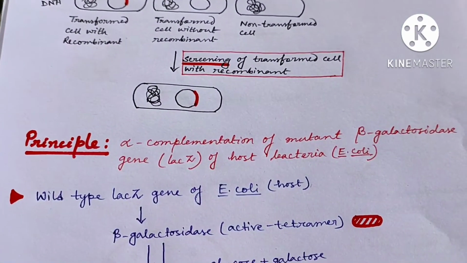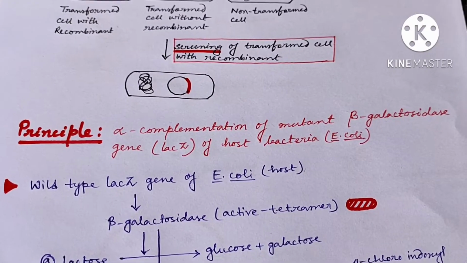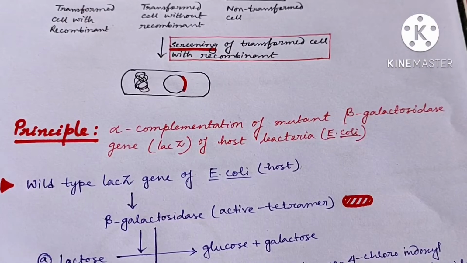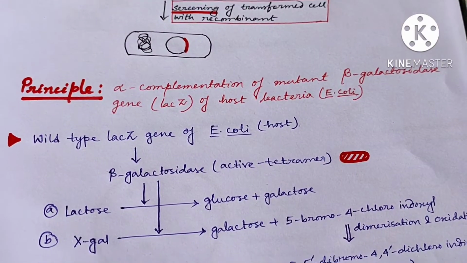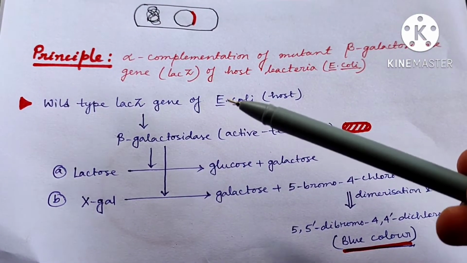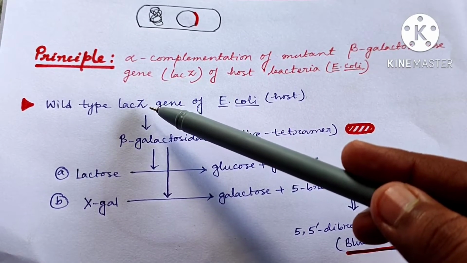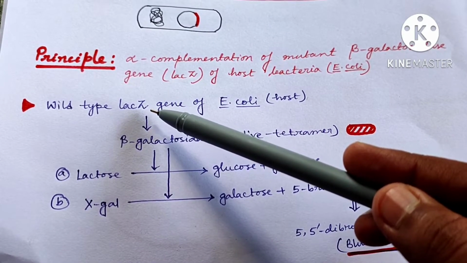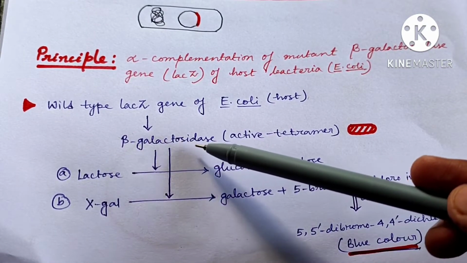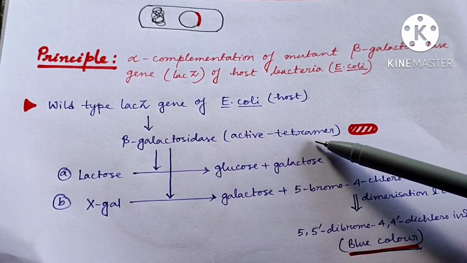The principle is alpha complementation of the mutant beta-galactosidase gene, that is LacZ, of the host bacteria E. coli. So what does this statement mean? In the wild type host, that means the E. coli host, they contain the wild type LacZ gene. We know the LacZ gene is present in the lac operon, and the LacZ gene encodes the beta-galactosidase enzyme, which is active when it is a tetramer.